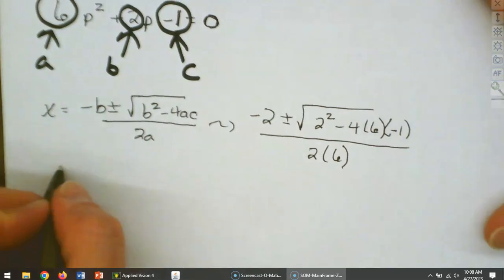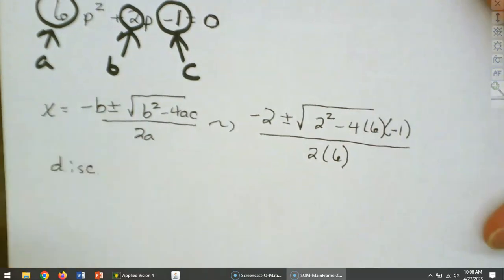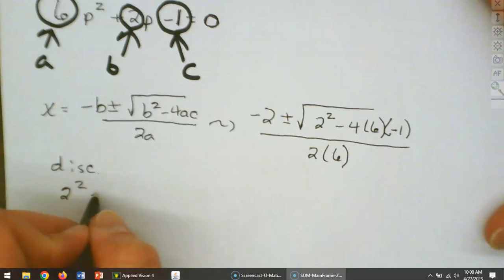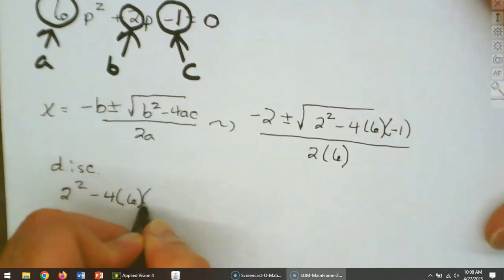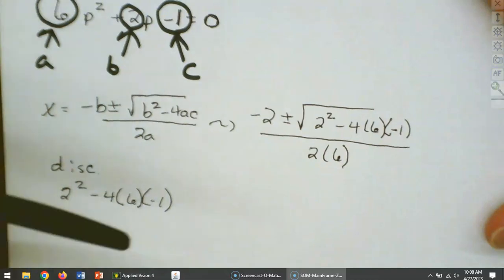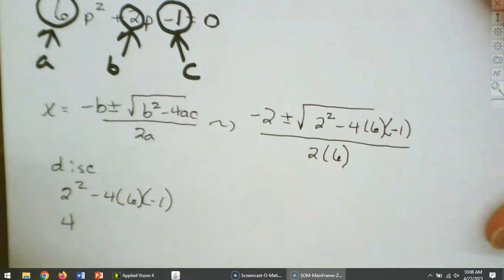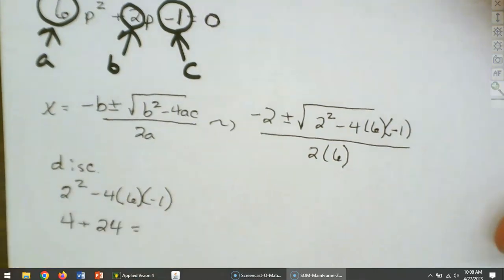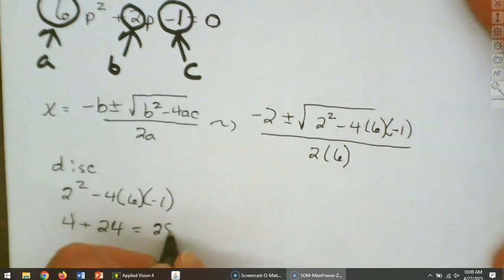Break it down. Do your discriminant first. That's 2 squared minus 4 times 6 times minus 1. 2 squared is 4. And then we've got 4 times the 6. That makes it a negative, and negative makes it a positive. So that's going to be a positive 24. All right, we're going to add those together. And that gives you a 28.